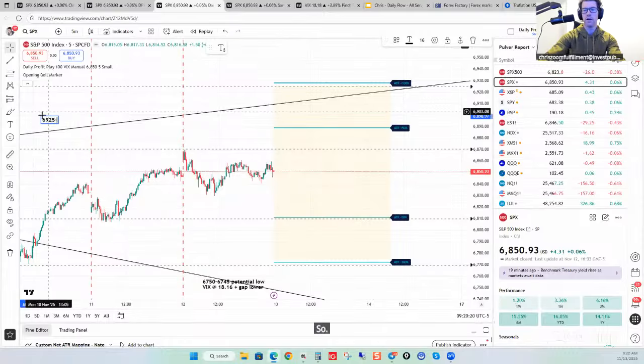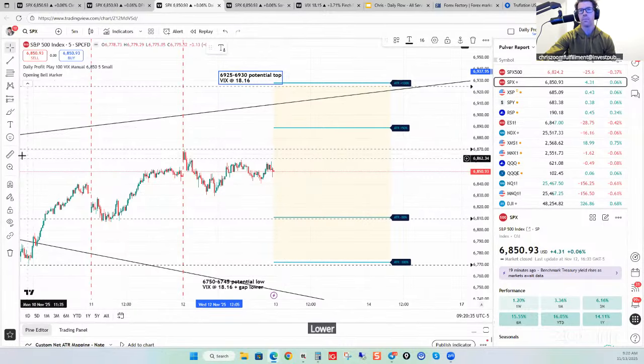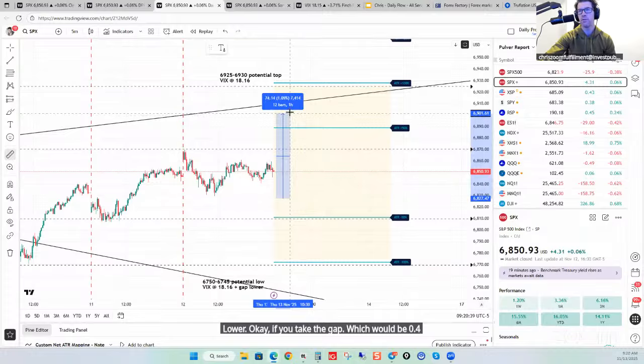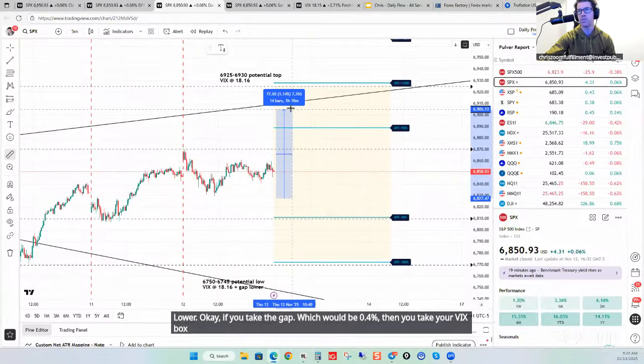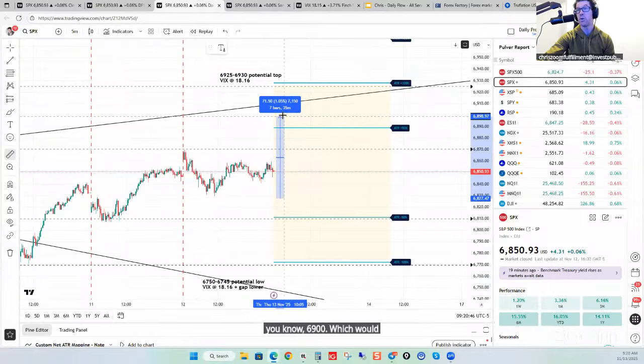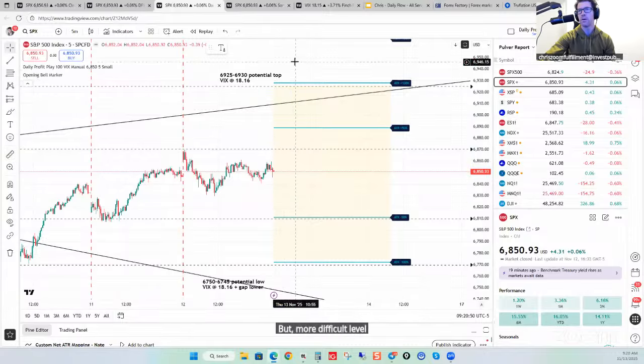So 6925, 6930, potential top, VIX at 18.16. That's not including the gap lower. If you take the gap, which would be 0.4%, then you take your VIX box, that pushes us to potentially 6,900, which would be a difficult level to get to. It could get there, but it's a more difficult level to reach based on the VIX measurement.